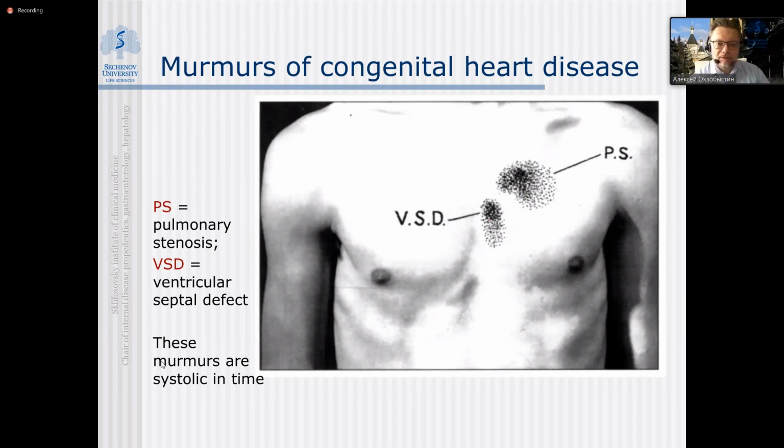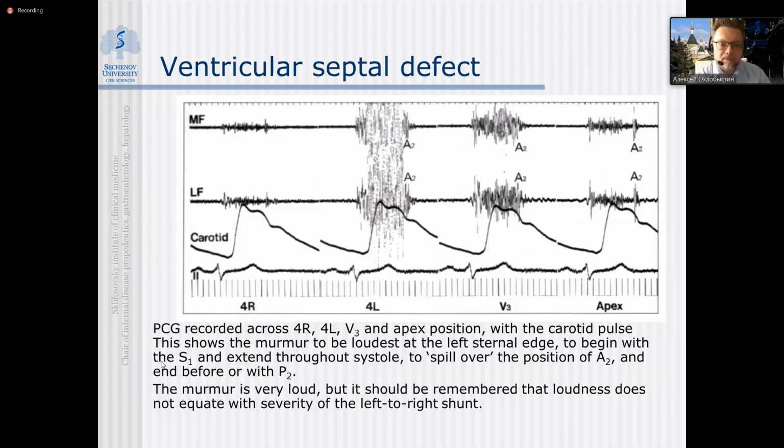Location of the murmur in ventricular septal defect is typically by both edges of the sternum, while in pulmonary artery stenosis it is the standard point for auscultation, the second left interspace. Rough murmur in ventricular septal defect. It may sometimes be biphasic, but in that case, it's seen well only in systole. Here it is, before the second cardiac sound. Here it is.